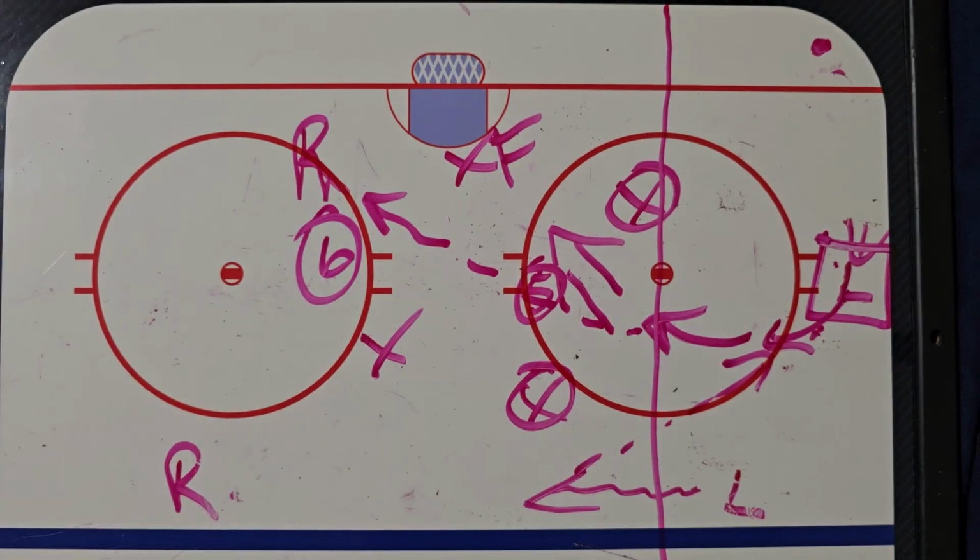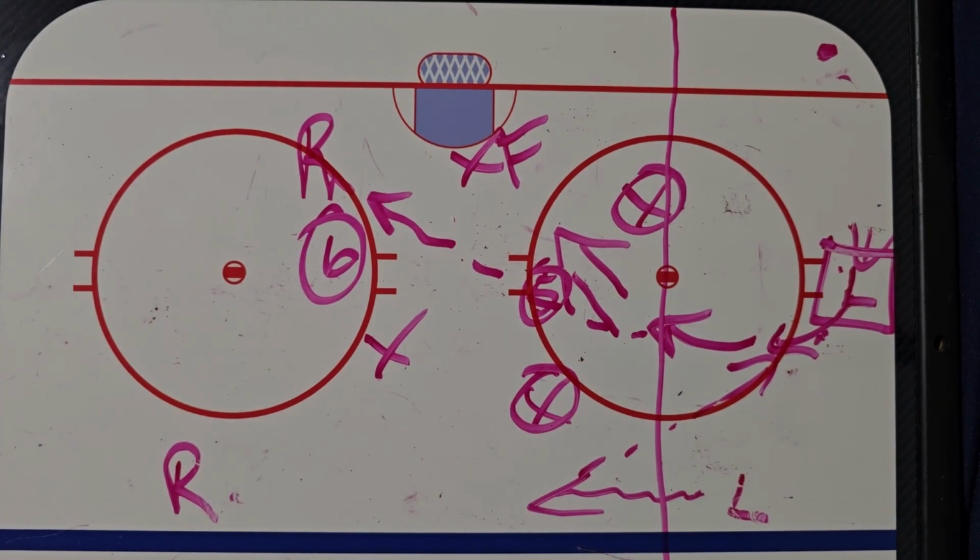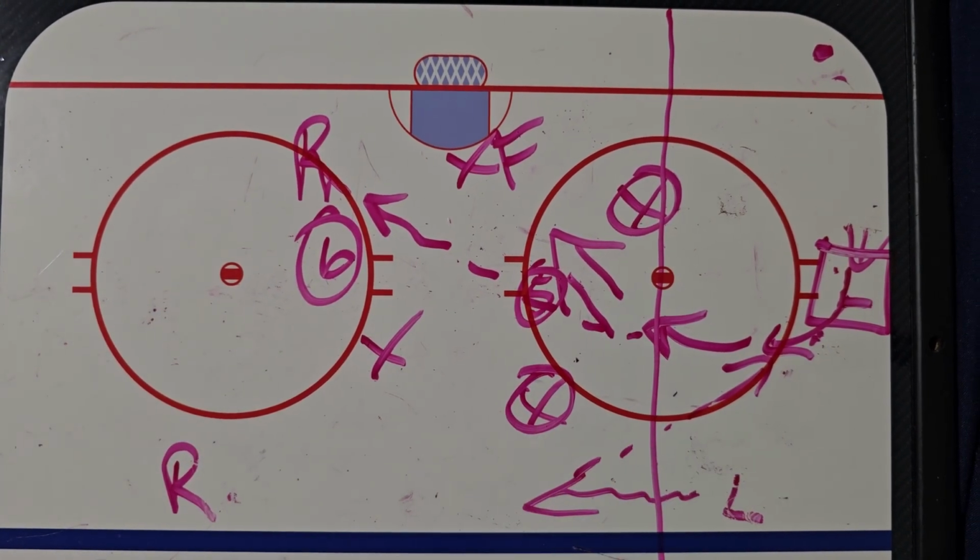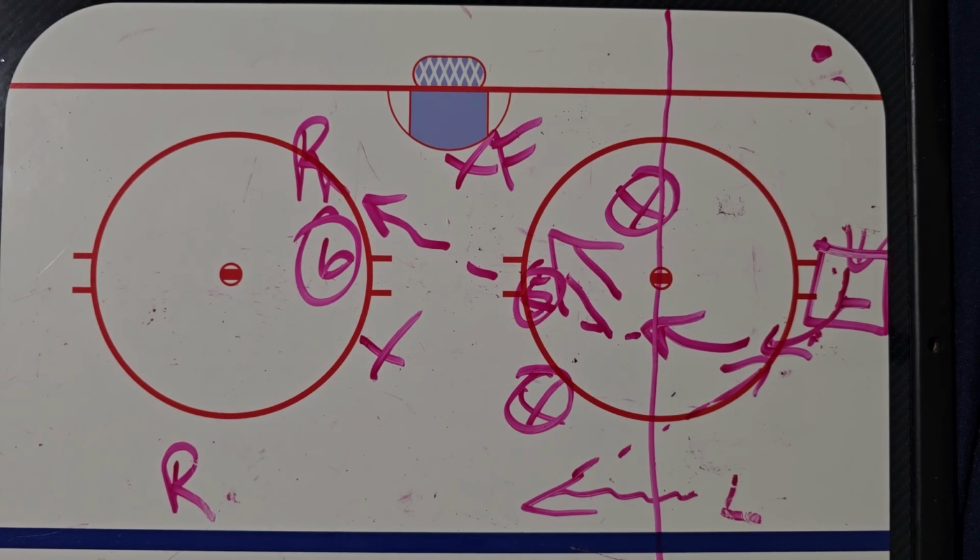So you can see the 6 things come out of this from one side. 6 things can come out of it from the other side. And that's our basic power play setup. It's really just that simple.